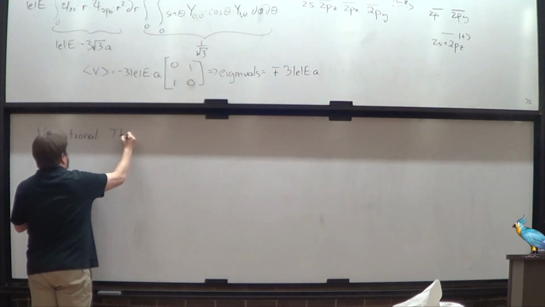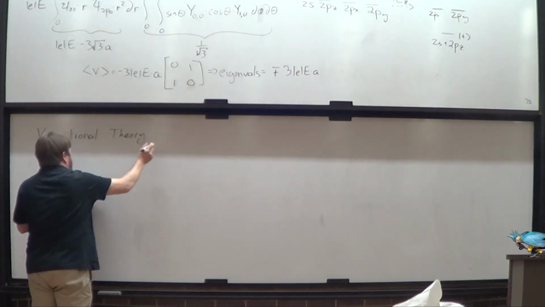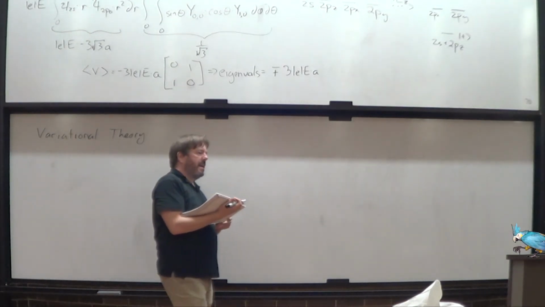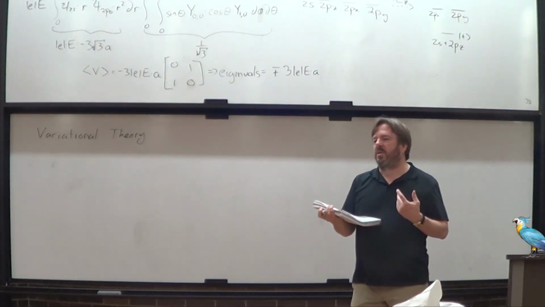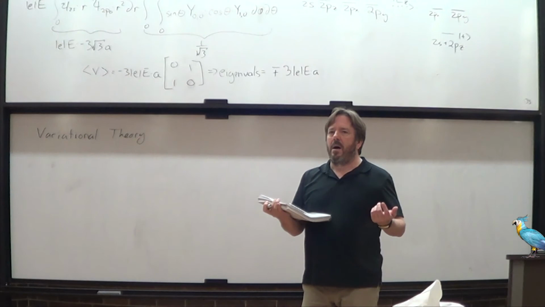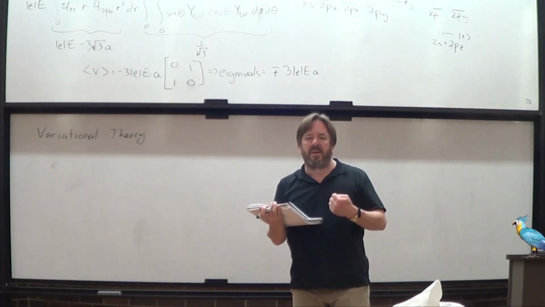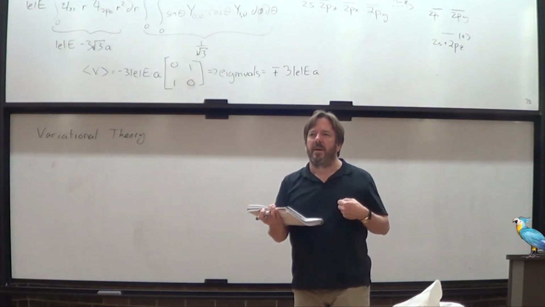Variational theory. Now, like perturbation theory, this is going to seem like this is what happens when you're not sure what to do. But if we're smart, we should always know what to do. So why am I learning this?